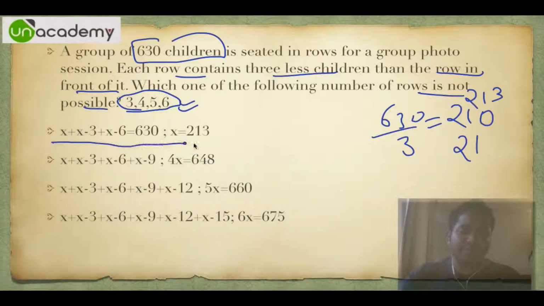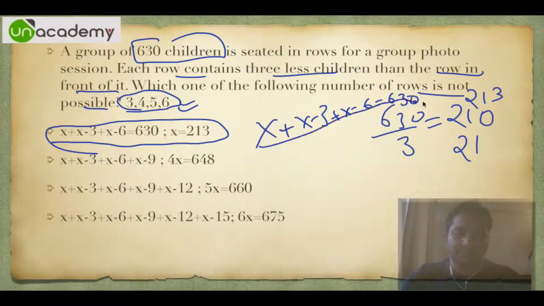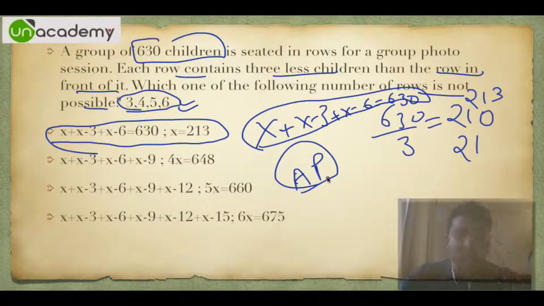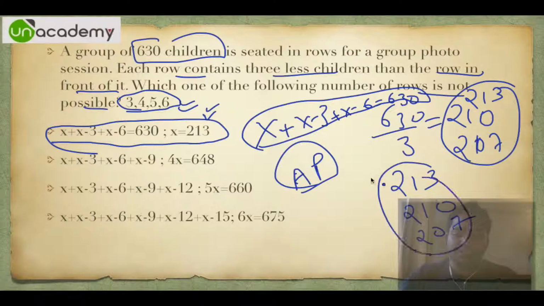Then you have to use this. Let's assume the number of children in the first row is x. Then the next row will have x minus 3, the next row will have x minus 6, and the total equals 630. This is no formula, don't say it's AP, arithmetic progression and all, just pure common sense. So you see x will come out to be 213. So one row can have 213, then another can have 210, then another can have 207. It's as simple as that. That's what I did by common sense. So this is possible very much.